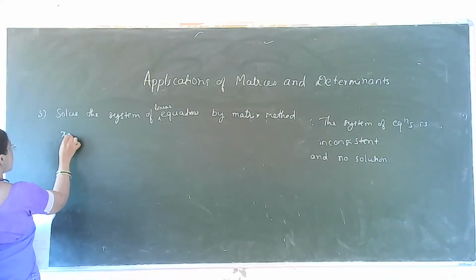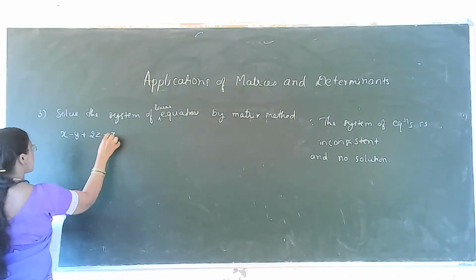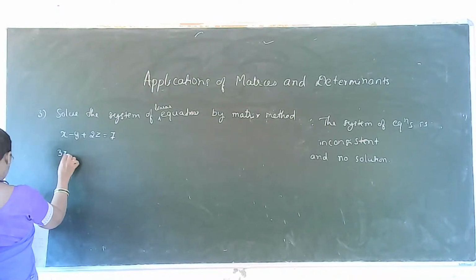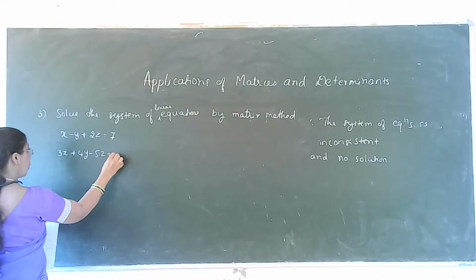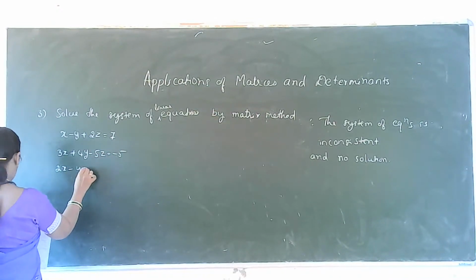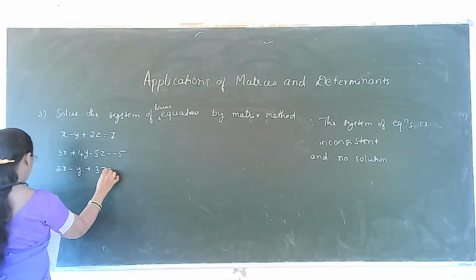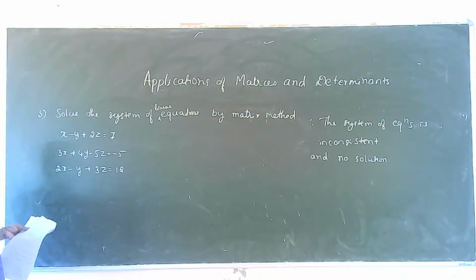First equation is x minus y plus 2z is equal to 7. Second is 3x plus 4y minus 5z is equal to minus 5. Then 2x minus y plus 3z is equal to 12. Here x minus y plus 2z is equal to 7, 3x plus 4y minus 5z is equal to minus 5, 2x minus y plus 3z is equal to 12.